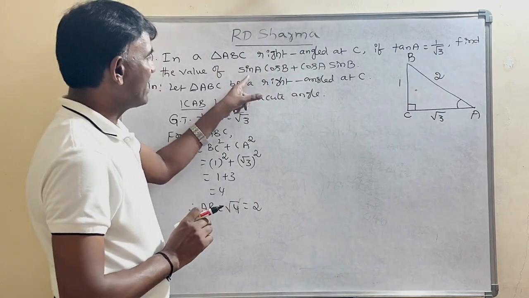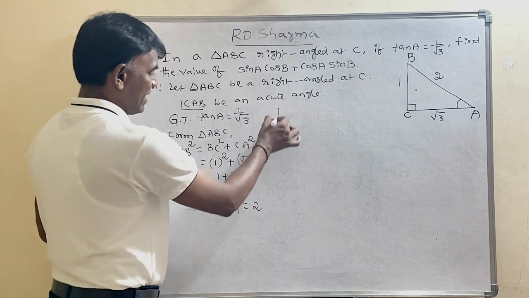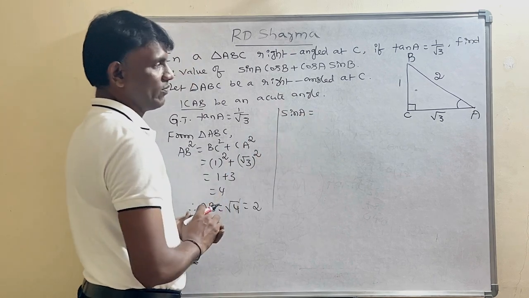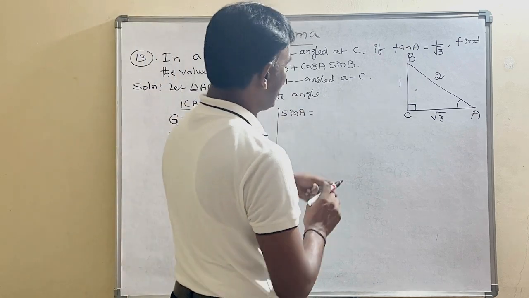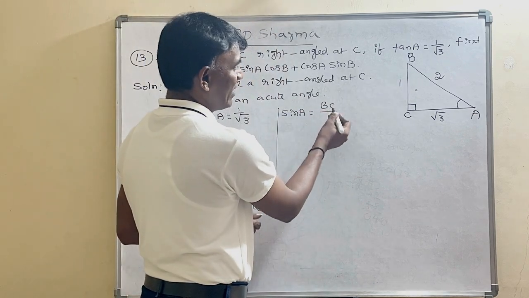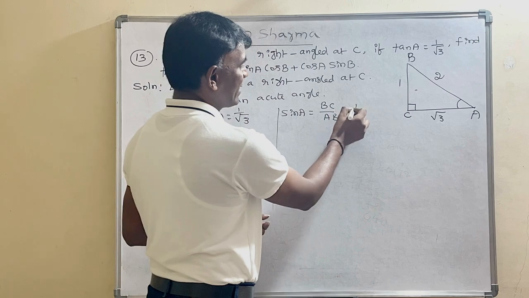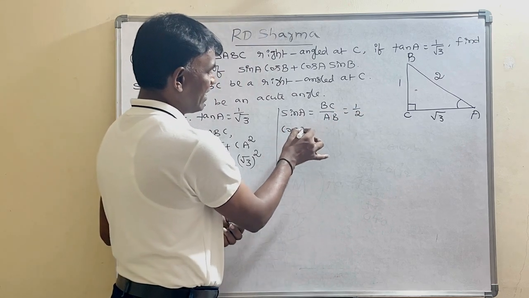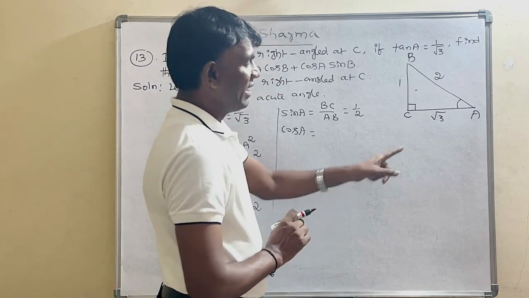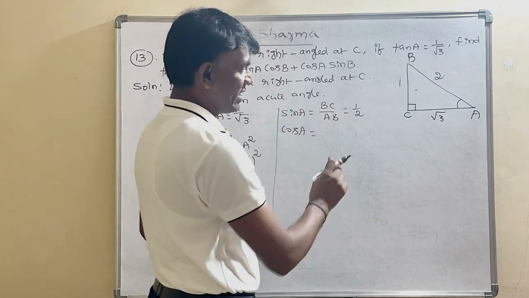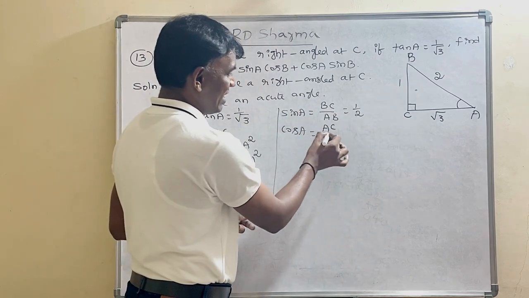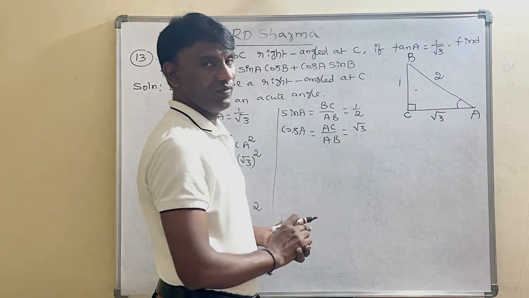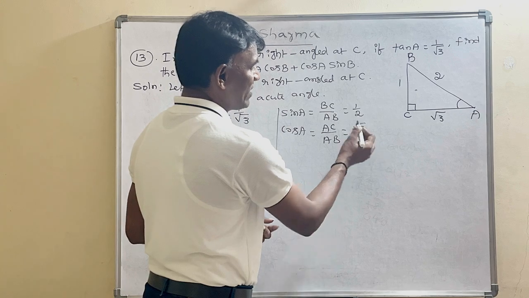Now we find sin A, cos A. So just write here sin A. What is the meaning of sin? That is opposite side divided by hypotenuse. And this is the opposite side, that is BC, and hypotenuse is AB. So that can be written as 1 by 2. And we find cos A value. So cos means adjacent side divided by hypotenuse. Adjacent side means that is AC, again AB. So AC value is root 3. Either AC or CA, both are same. And denominator value is 2.